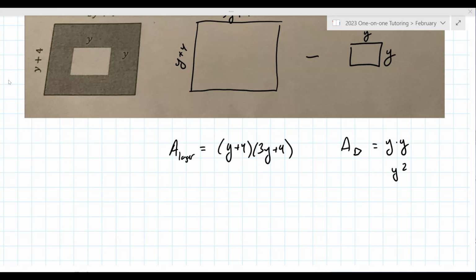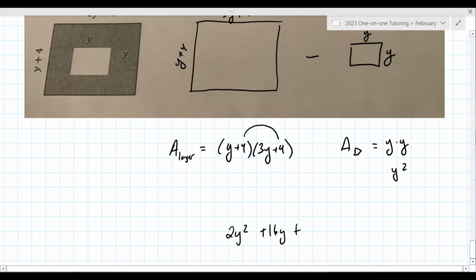I have 2y squared plus 16y plus 8. Did you say 8? So remember that when you FOIL, last times the last gives you... Oh yeah, wait, it's 16. Yes. The rest of it was really good.